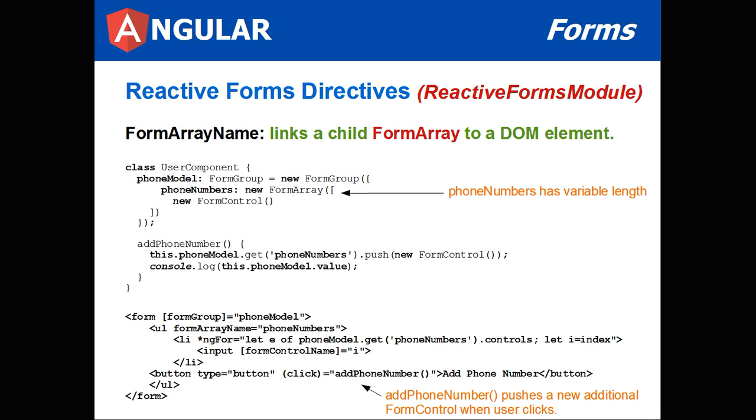In the form, I associate the form group with the left square bracket to the phone model in the user component. Then I use it in a list. I use the form array name to point to the phone numbers inside the user component. This template fragment is being mapped to phone numbers in the user component.